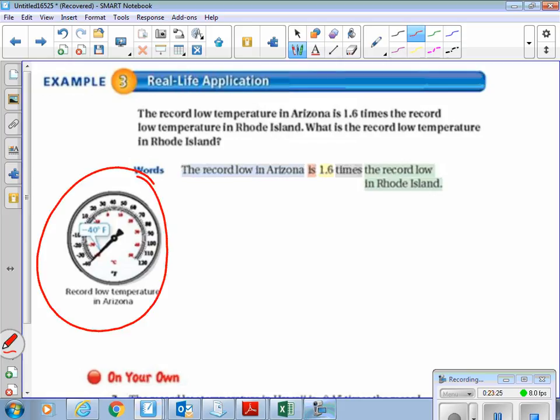This gives us the actual record low temperature in Arizona. And if you can't see, I know they're hard to read, it's actually pointing to negative 40. Oh, it tells you that right there. So the record low in Arizona, I'm going to substitute that right into here, that negative 40. In math, "is" is a keyword for equals. So we have negative 40 equals, and we have 1 6/10 times, that would be the keyword for multiplication, the record low in Rhode Island.